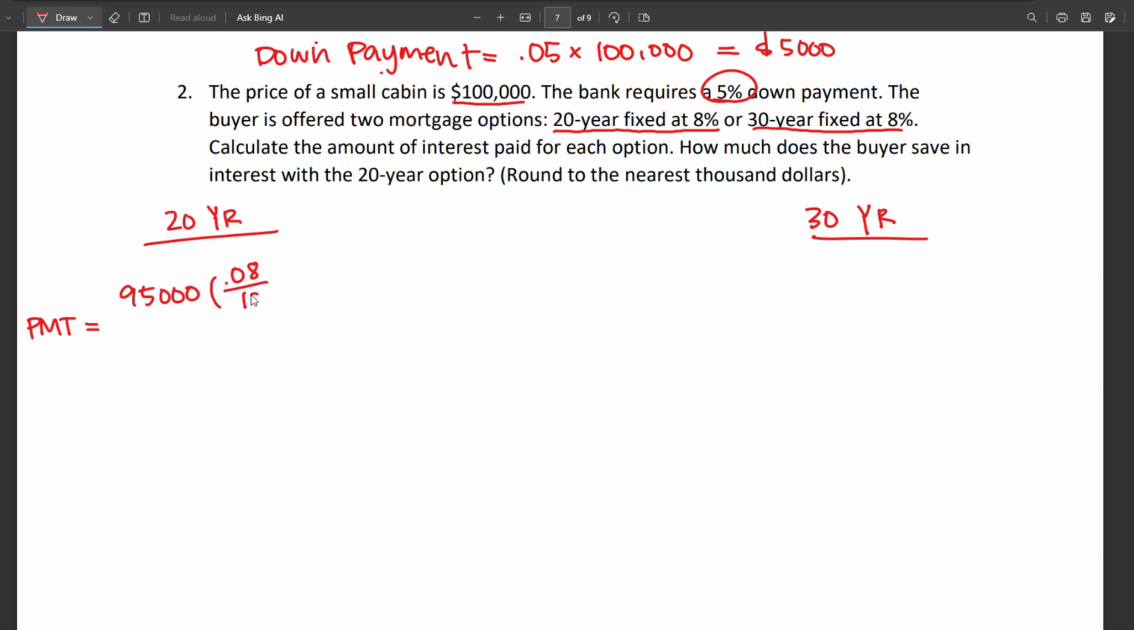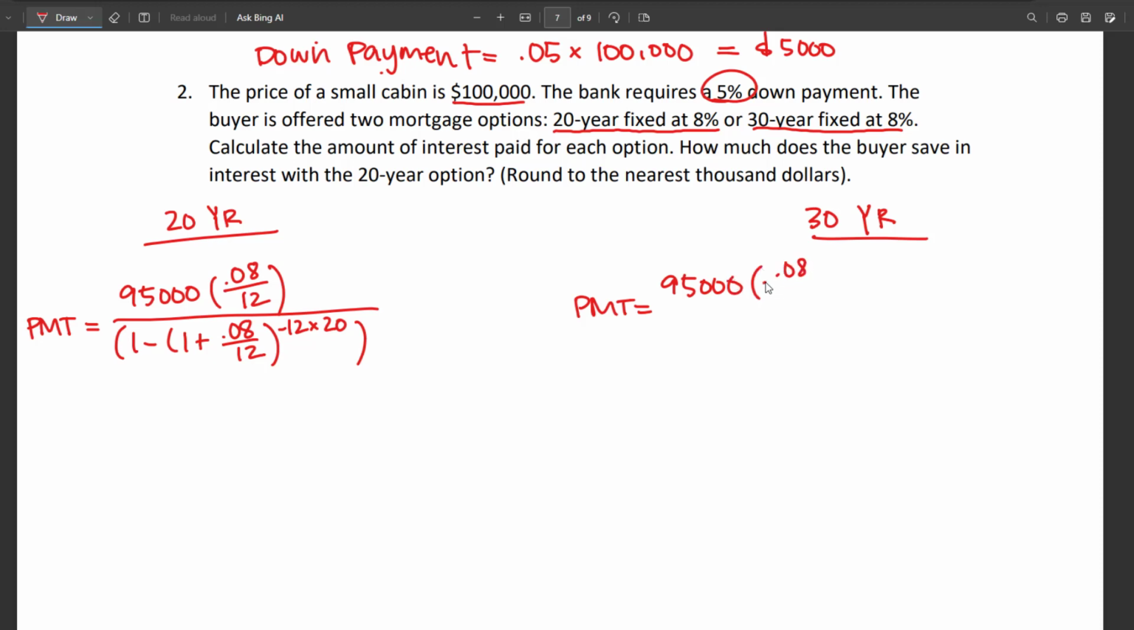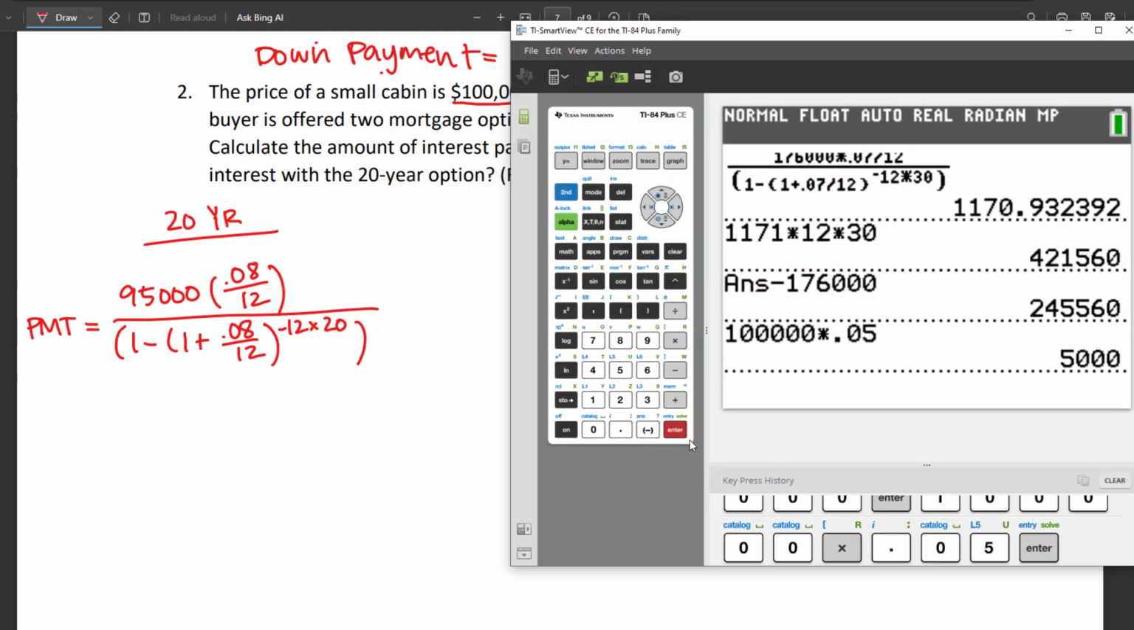Okay, 0.08 over 12 divided by 1 minus 1 plus 0.08 divided by 12 to the negative 12 times 20. So these formulas are going to be the same. The only thing that's different is the 20-year option and the 30-year option. So I'm copying everything over. 1 minus 1 plus 0.08 divided by 12 to the negative 12 times 30. All right, let's calculate our payments.